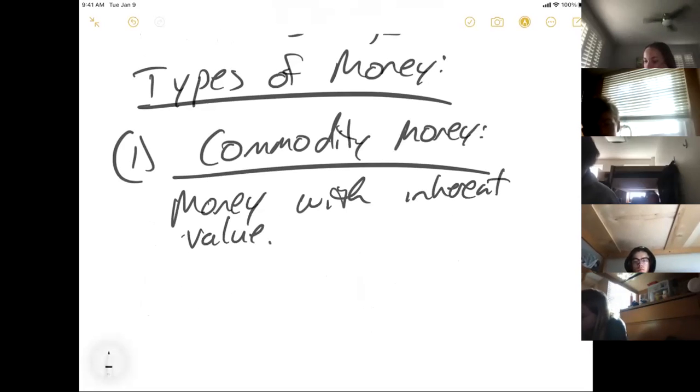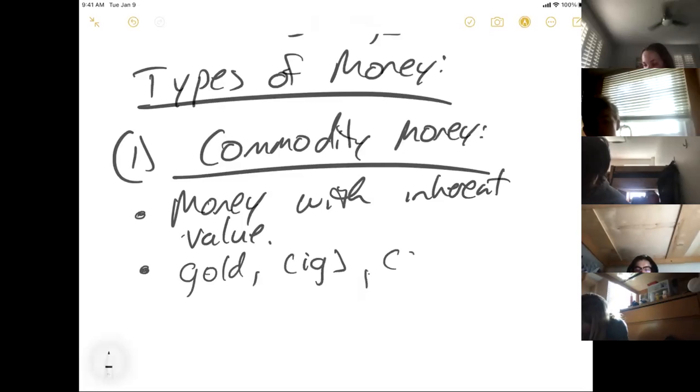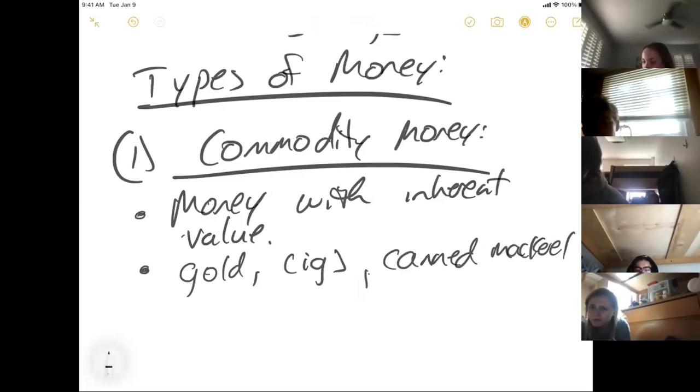So commodity money is money with inherent value. And what I really mean by this is commodity money has value outside of the fact that it's money. Right? So things like gold or cigarettes or canned mackerel. These are commodity monies because you can use them as money, but if you don't want to use it as money, you can just consume it.